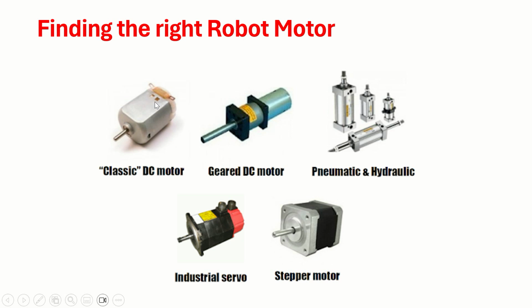What are the types of motors where you can achieve these things? A classical DC motor. This is what generally right now we are using on the QU board. But when you go to industry, probably you prefer to have a geared DC motor, where inside the rotation is reduced with the help of some gears so that you can achieve the highest possible torque. Or pneumatic and hydraulic. So what's the major difference?